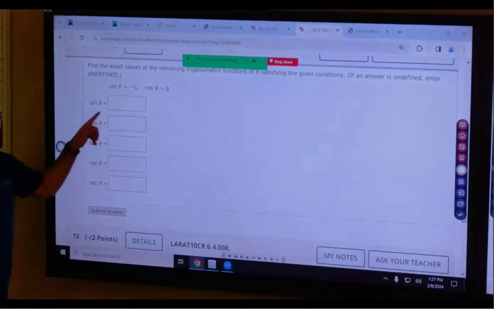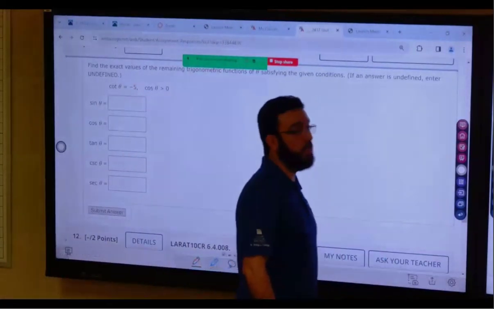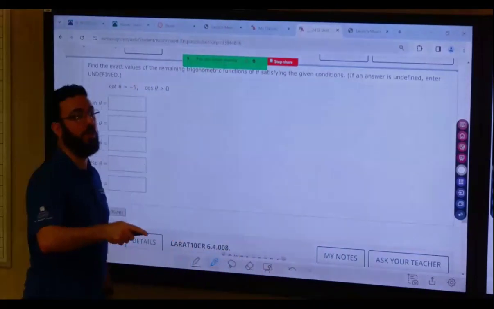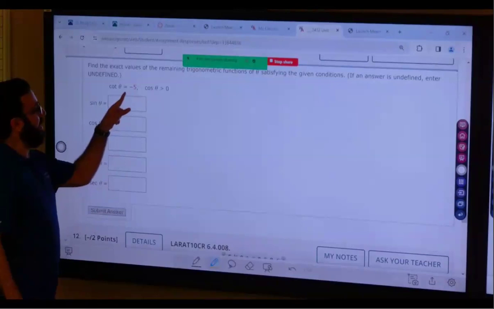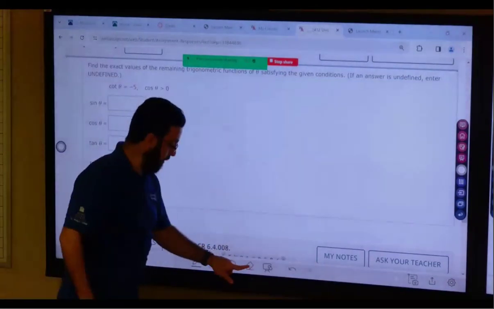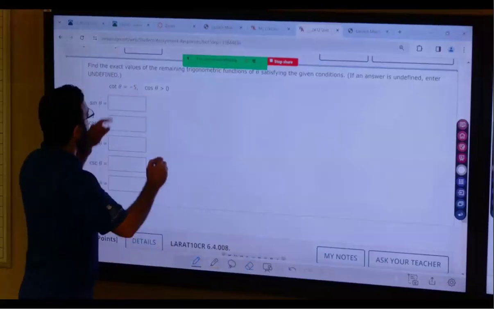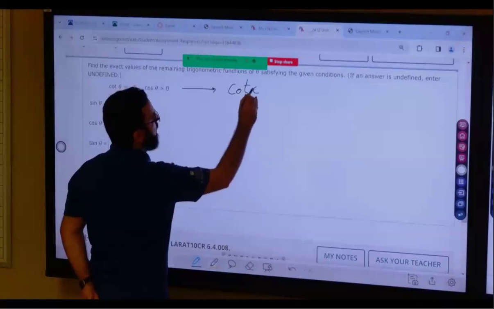How are we going to solve this one? I remember we solved the same one. Negative 5 over 1. Okay, so look here. So cotangent. Cotangent theta equal 1.